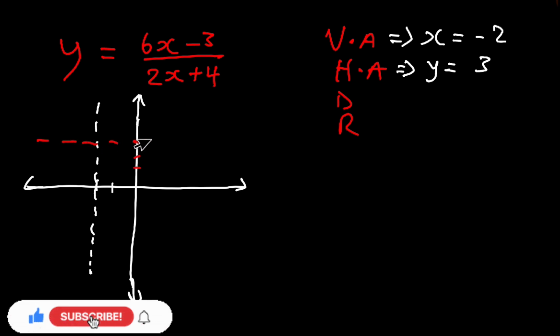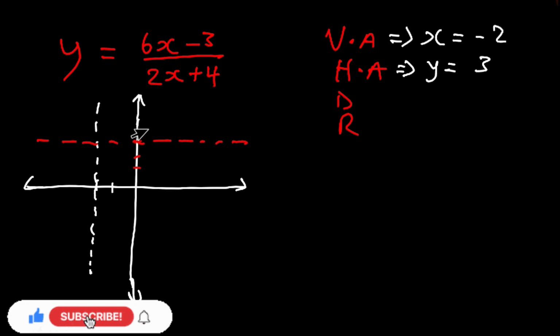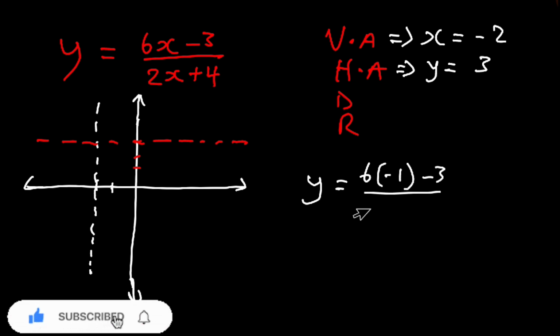Now we don't know if the curve is going to be here or here or here or here, but we are going to find out very soon. So let's focus on the right hand side of this vertical asymptote. Let's pick -1, which is this point, and put it into this function. So we have y is equal to 6 multiplied by -1 minus 3, divided by 2 multiplied by -1 plus 4.